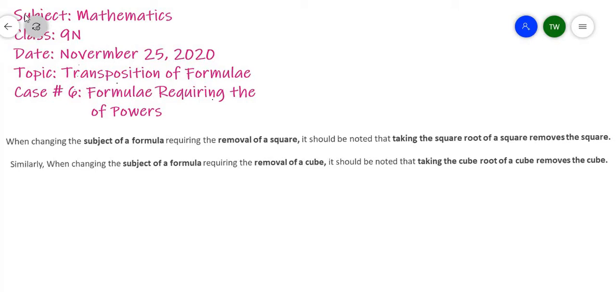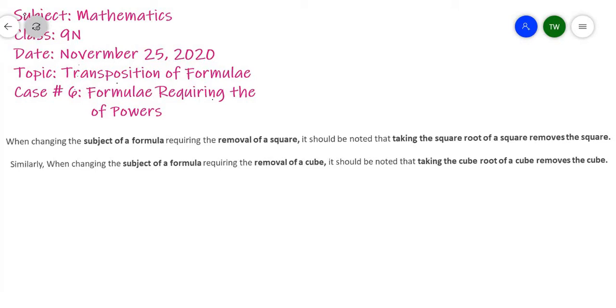When changing the subject of a formula requiring the removal of a square, it should be noted that taking the square root of a square removes the square. Similarly, when changing the subject of a formula requiring the removal of a cube, it should be noted that taking the cube root of a cube removes the cube. Let's look at this from some examples.